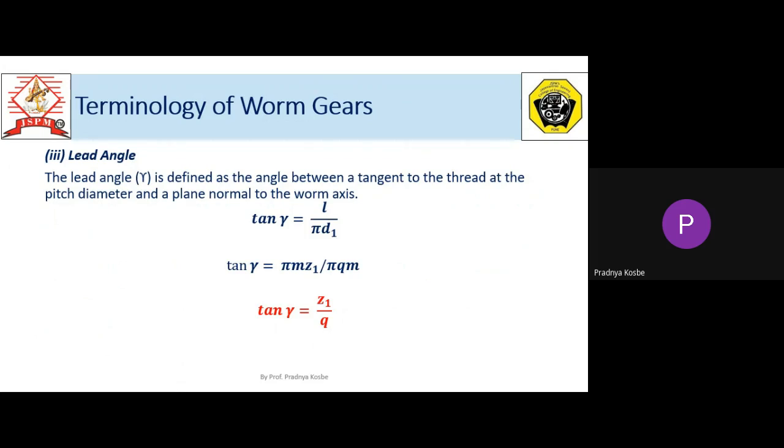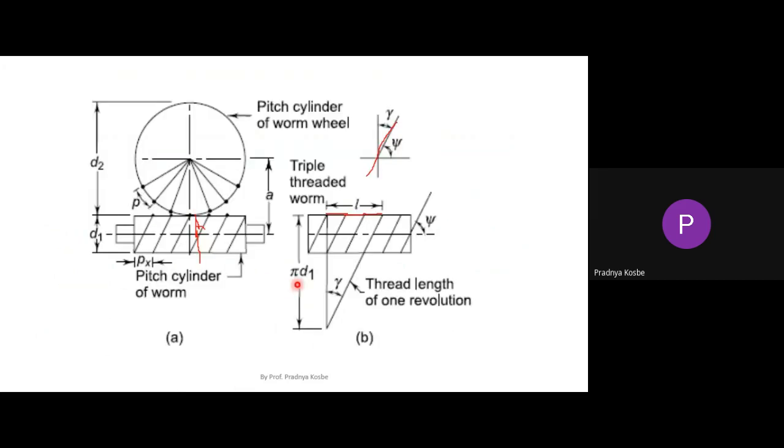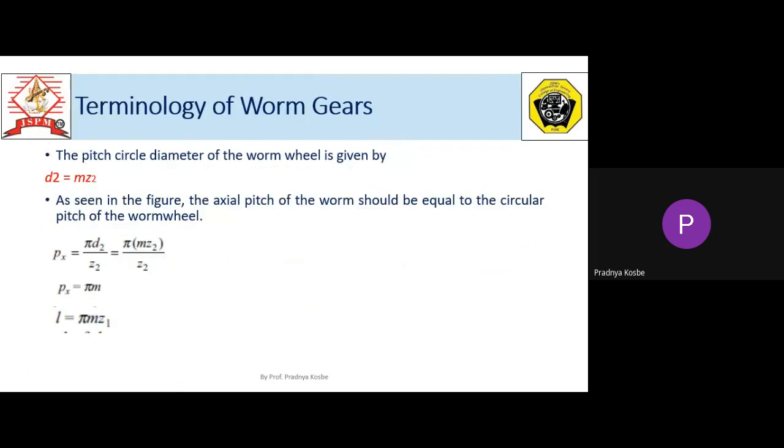So it is an angle between the tangent to the thread at the pitch diameter and a plane normal to the worm axis. According to this figure, tan gamma, you can see here, L is the lead. Within one rotation, the distance traveled by the worm is pi d1, and this angle is gamma, right? Now, tan gamma will be equal to L divided by pi d1.